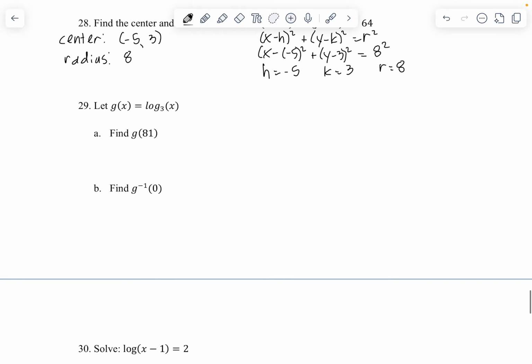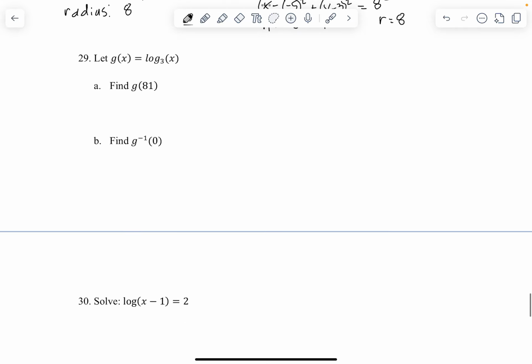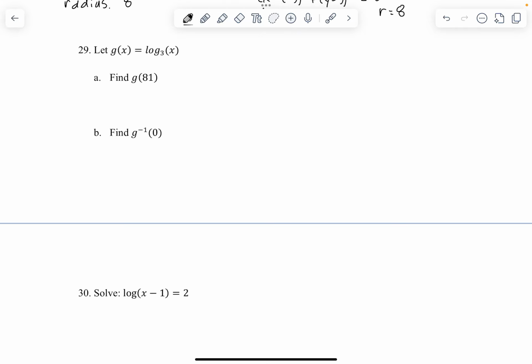All right, 29. We have a logarithmic function here. Let g of x equals log base 3 of x. It says find g of 81. g of 81 equals log base 3 of 81. And the answer to this would be the exponent that you apply to 3 in order to get 81, and that would be 4, right? Because 3 to the 4th power equals 81.